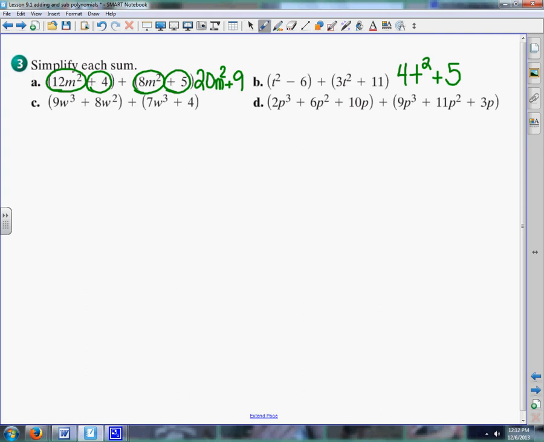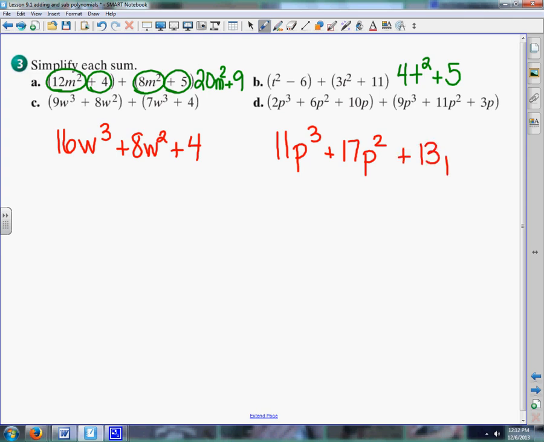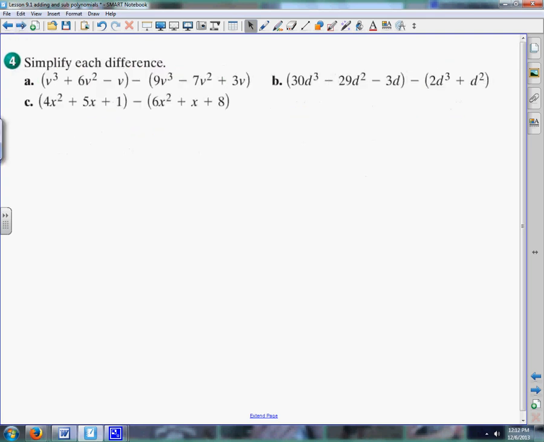Okay, so I have 9w to the 3rd plus 7w to the 3rd is 16w to the 3rd. And then the 8w squared and the 4 I can't combine because they're not like terms. This one I have 2p to the 3rd plus 9p to the 3rd is 11p to the 3rd. And then I have 6p squared and 11p squared, so that's 17p squared. And then I have 10p plus 3p is 13p. So those are really easy. Addition is always so nice and easy.